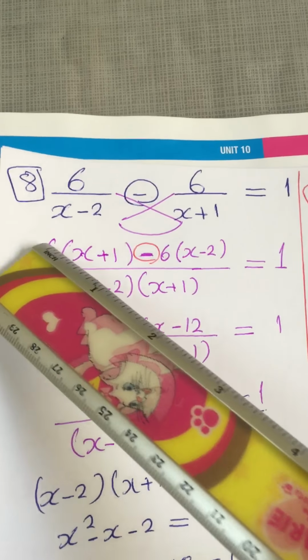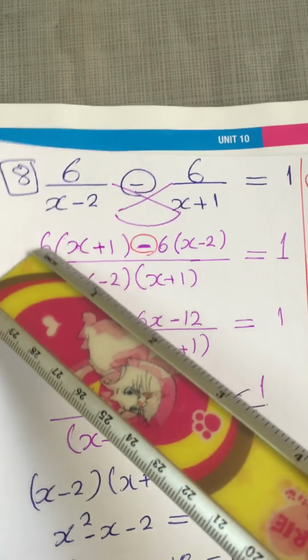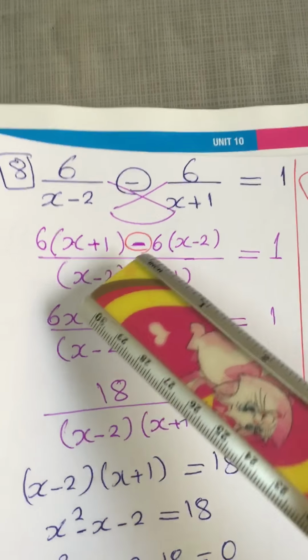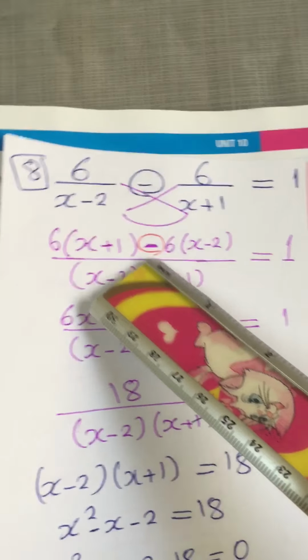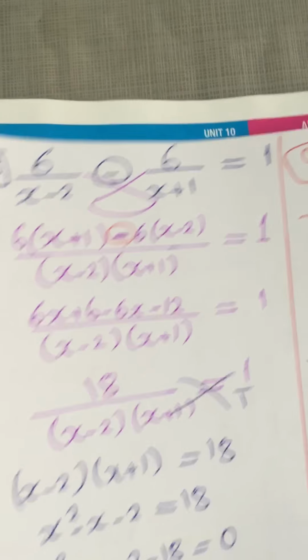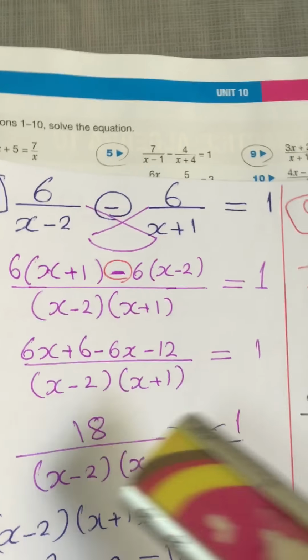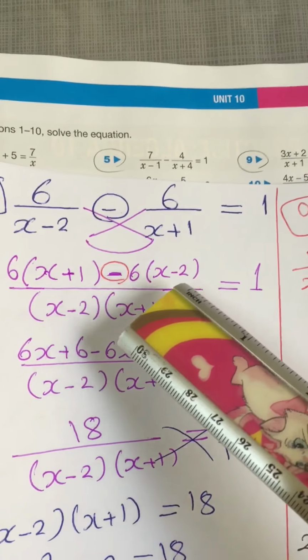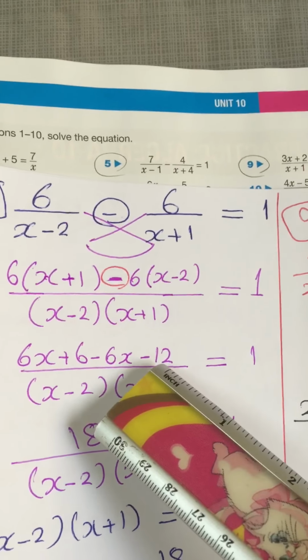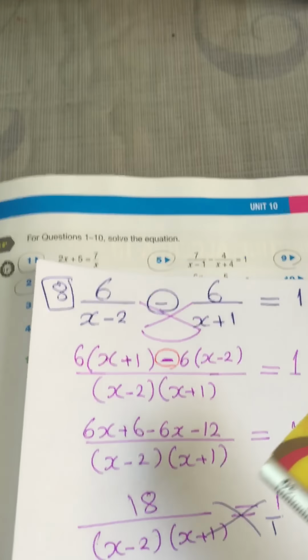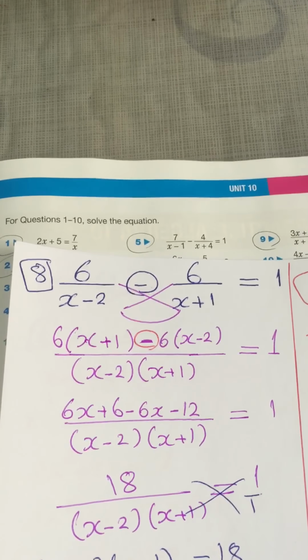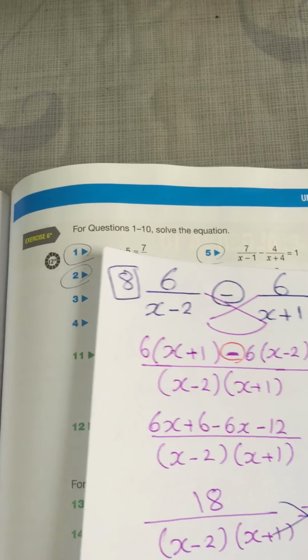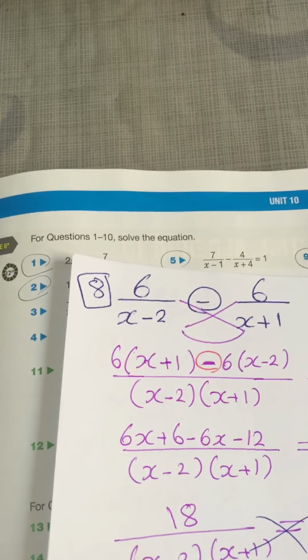Now I distribute: 6 times x equals 6x, 6 times 1 equals 6. Negative 6 multiply positive x equal negative 6x. And negative 6 multiply negative 2 equal positive 12. I'm sorry, I put it here negative. It's a mistake.